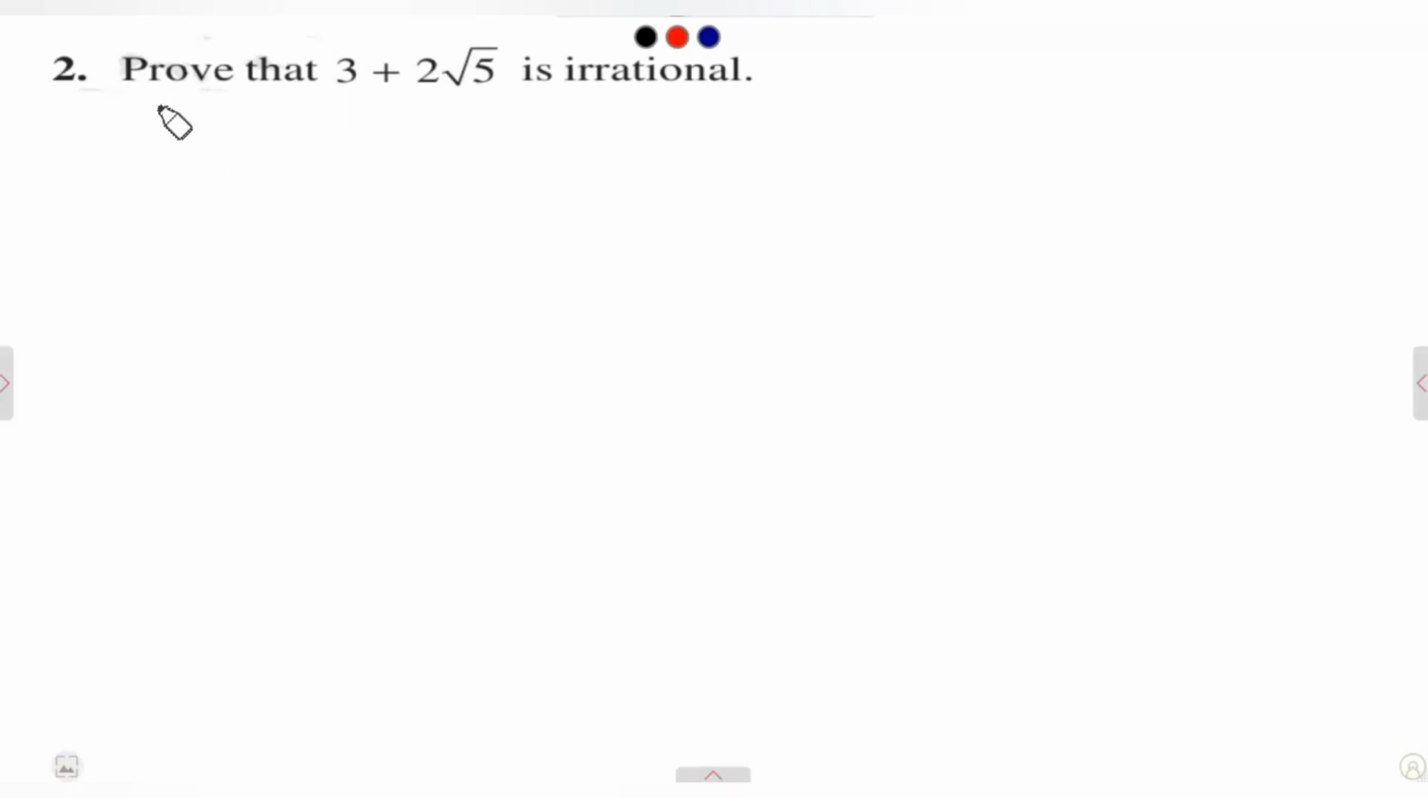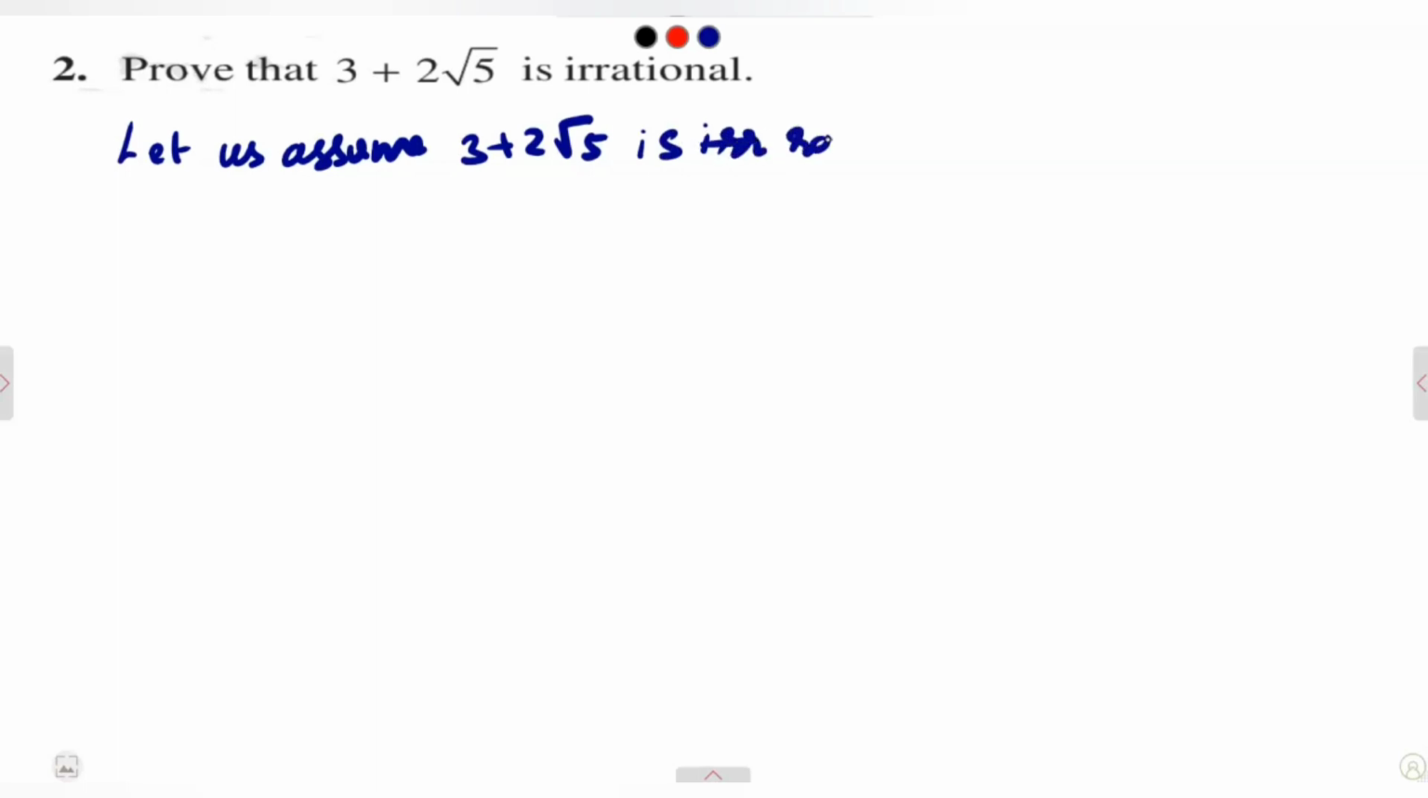Now let us see the second question. Prove that 3 plus 2 root 5 is irrational. We need to prove that 3 plus 2 root 5 is irrational. For that, in contrary to that, as we did before, let us assume 3 plus 2 root 5 is a rational number. Instead of irrational, let us assume that it is a rational number.